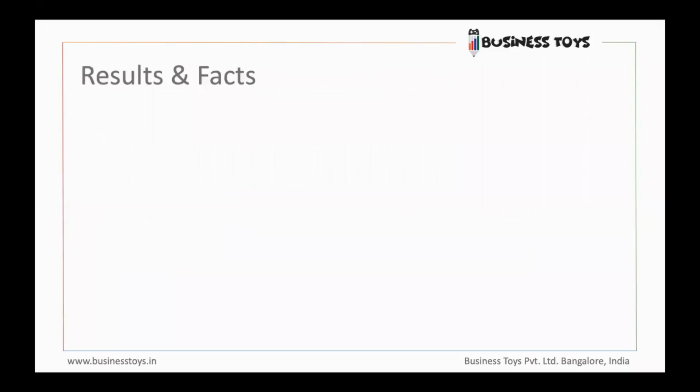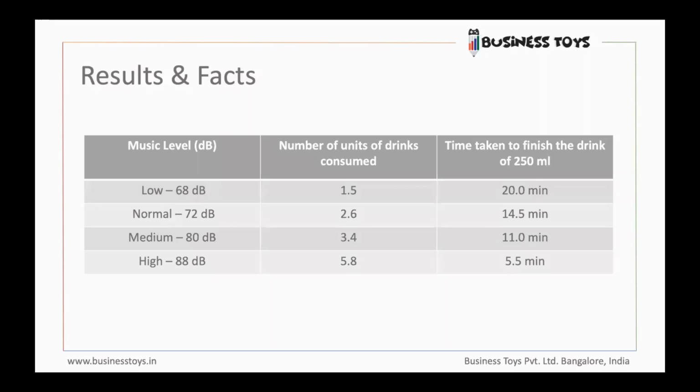So this is what the consultant did, and these were the results and facts they found in this particular case. They analyzed this data. They took the parameters: music level, the number of units of drinks consumed, and the time taken to finish a particular drink. They observed that when the music volume was low, that is 68 decibels (decibels is a unit of sound), the number of units of drink consumed was 1.5, and the time taken to finish a 250 ml set of liquor was 20 minutes. Okay, it was very high.